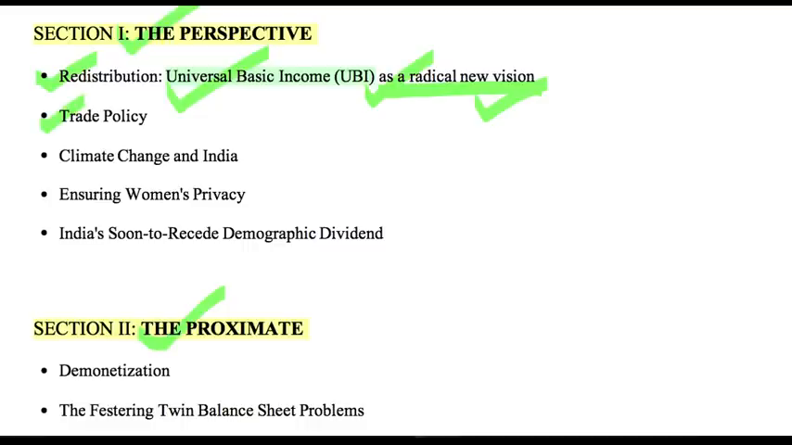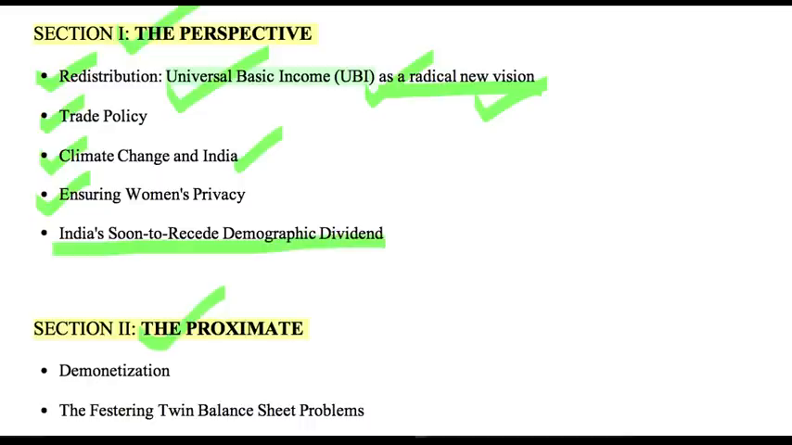We'll discuss later. Then climate change, as you might know, the International Solar Alliance was proposed by Mr. Modi. So that is one step. Then India has its own plan to rebuild the infrastructure for solar power and wind power. So that is dealt with here. And then ensuring women's privacy, that is also an important topic, and that we will also deal with when we discuss this subsection, later. Okay. So this is one thing very much important, that is India soon to receive demographic dividend.